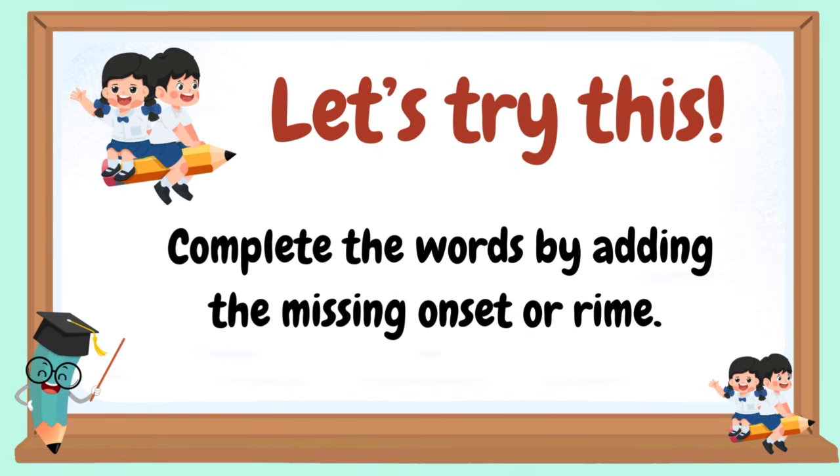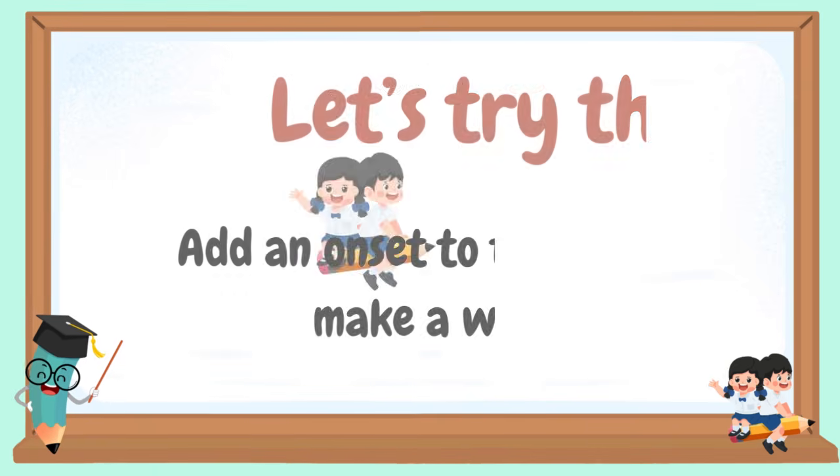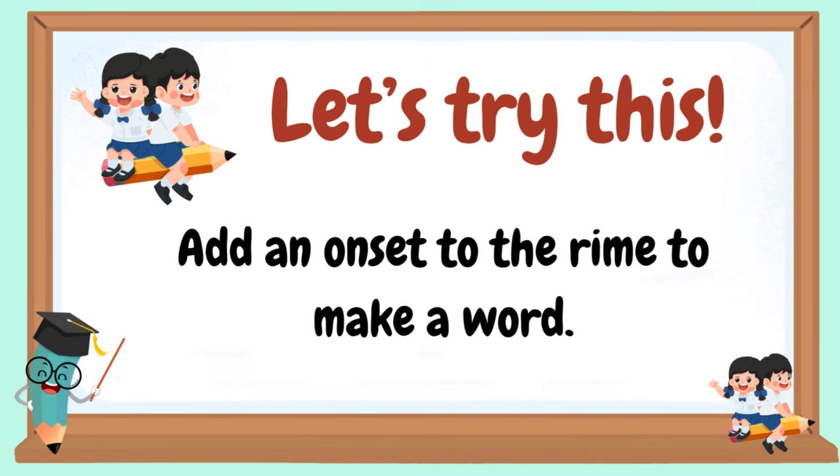Let's try this. Complete the words by adding the missing onset or rhyme. Let's try this. Add an onset to the rhyme to make a word.